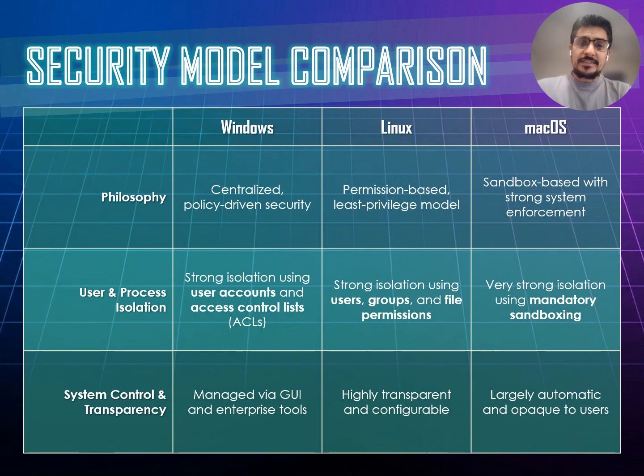When comparing the security models, we can state that Windows emphasizes centralized security management, especially effective in enterprise environments. Linux focuses on strict permissions and transparency, giving administrators full visibility and control, while macOS prioritizes automatic protection and isolation, minimizing user involvement through sandboxing and system safeguards.